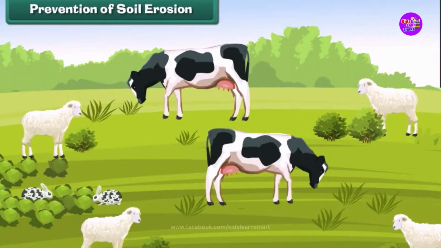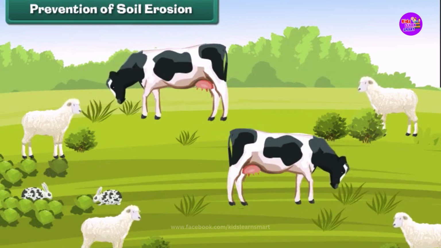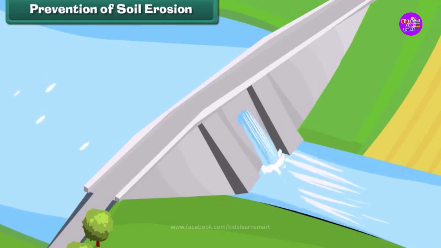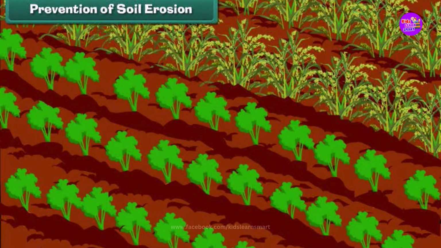Controlling overgrazing of the land by animals also controls soil erosion. Building dams controls soil loss. Some modern techniques of farming need to be practiced. For example, different types of crops should be grown at different times on the same land. Different types of crops should be grown in alternate rows in the same land. These practices control the loss of soil and increase the fertility of soil.